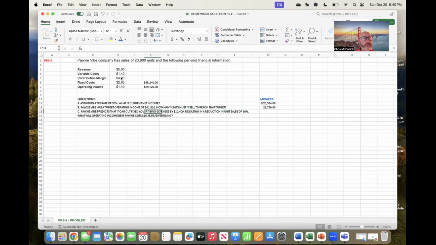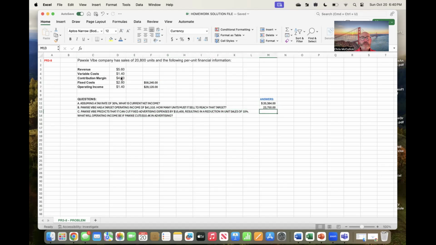Okay, the next one says Poxy Vibe predicts that it can cut fixed advertising cost expenses by 10,400, resulting in a reduction in unit sales of 10%. What will be the operating income if Poxy cuts 10,400 in advertising expenses?